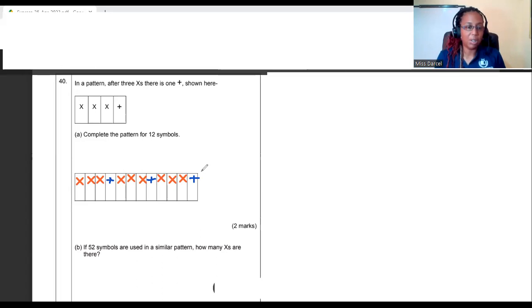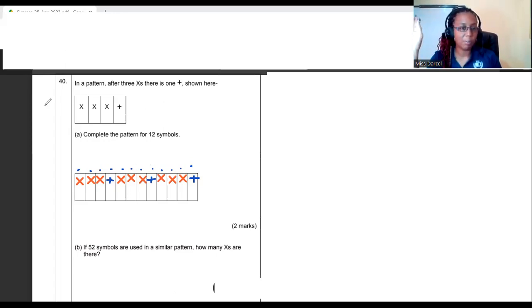All right. Now, part B. If 52 symbols are used in a similar pattern, how many X's are there? Let me see something. Let's count. 1, 2, 3, 4, 5, 6, 7, 8, 9, 10, 11, 12. All right, I was just checking something. So 52 symbols, sorry, are used in a similar pattern.